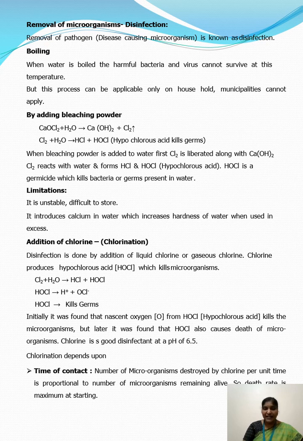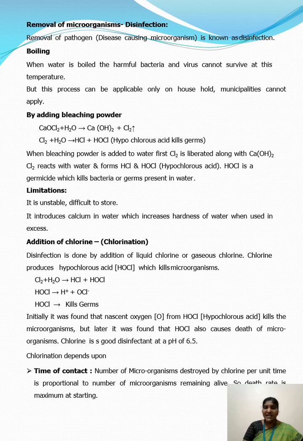We will try the third method of adding chlorine. Addition of chlorine can be called chlorination. So disinfection can be done by adding liquid chlorine or gaseous chlorine to water. Chlorine produces hypochlorous acid, which will kill all the microorganisms. Now look at that. Chlorine will add on to water and will produce HCl and HOCl. Of course, HOCl is responsible for killing the germs present in water. It dissociates to form H+ ions and OCl- ions. It is found that HOCl will cause death of both bacteria and viruses. Chlorine is a very good disinfectant and it can operate at a pH of about 6.5.